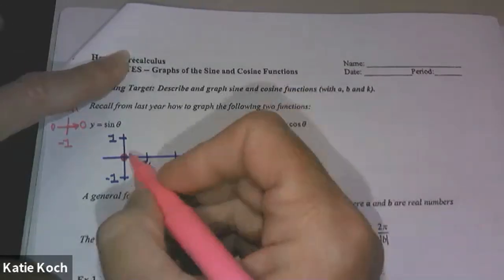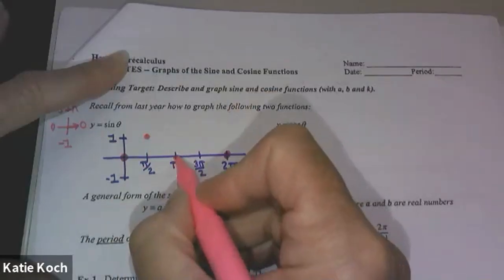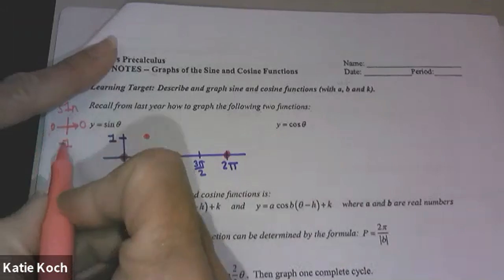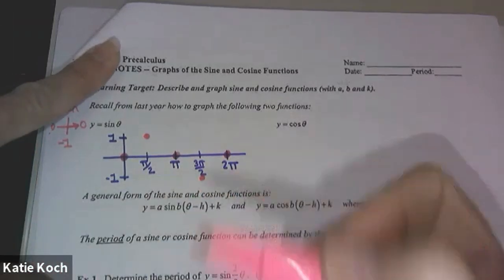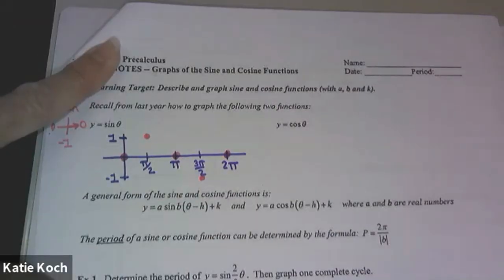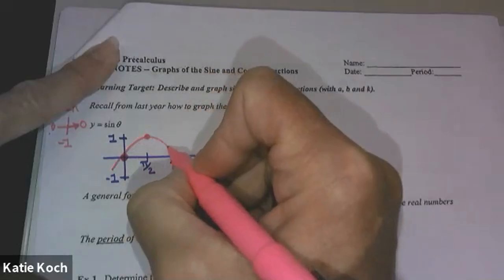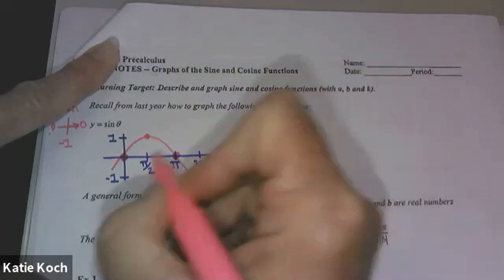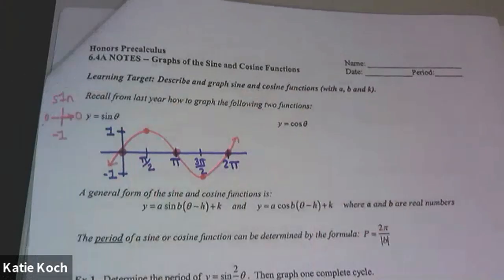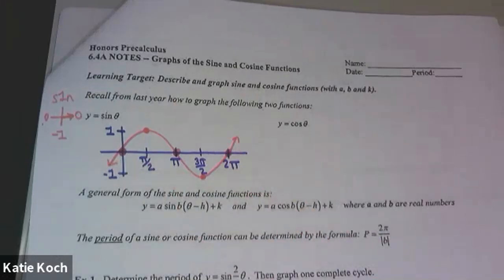So I'm going to go from 0, 0 up to 1 at pi over 2, back down to 0 at pi, down to -1 at 3 pi over 2, and then back to 0 at 2 pi. And I get what we call a sinusoid, which is a wave, nice and smooth. Try not to make it jagged. And we're going to put arrows at the ends always to indicate that this cycle does not stop.